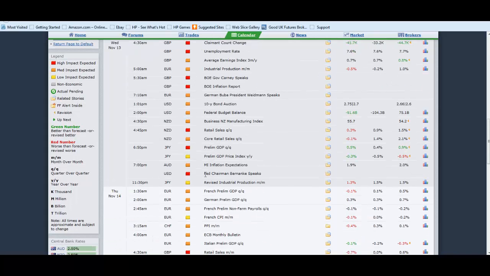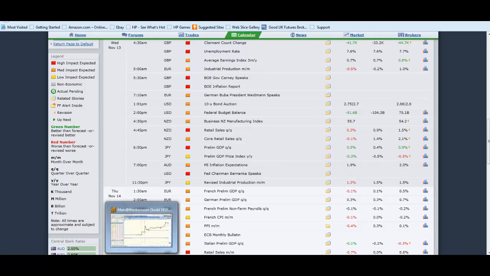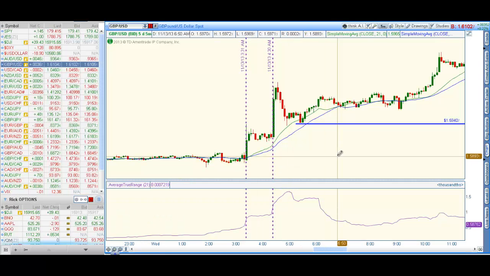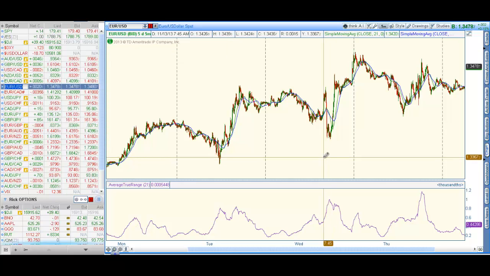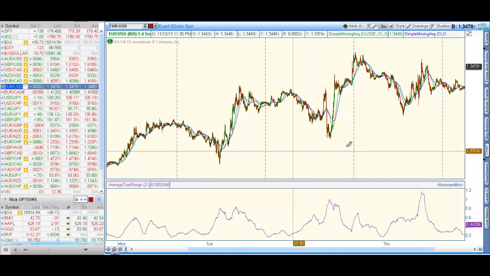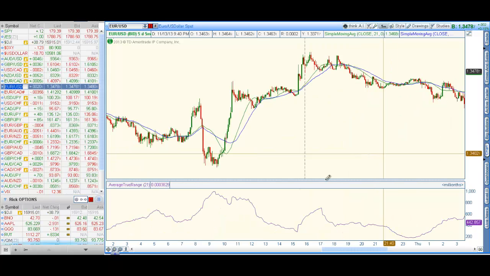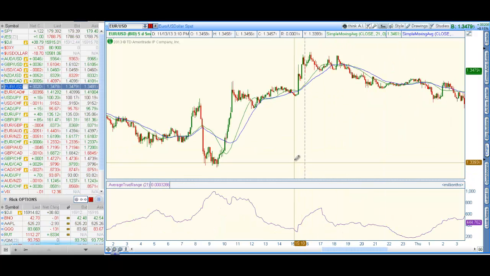We had Chairman Bernanke speaking at 7 p.m. that day. Let's see if we had any impact. Let's back out. Let's go ahead and look at the Euro USD and move that till 6 p.m. on mine for that day. Not much impact at all.